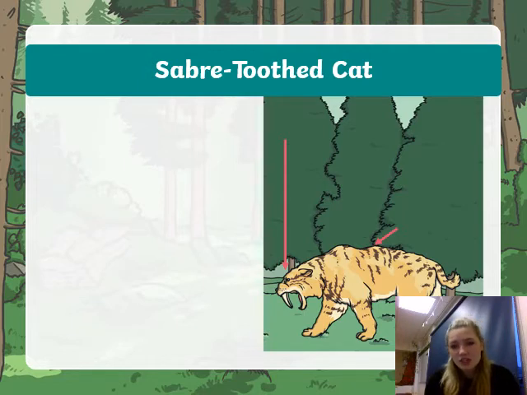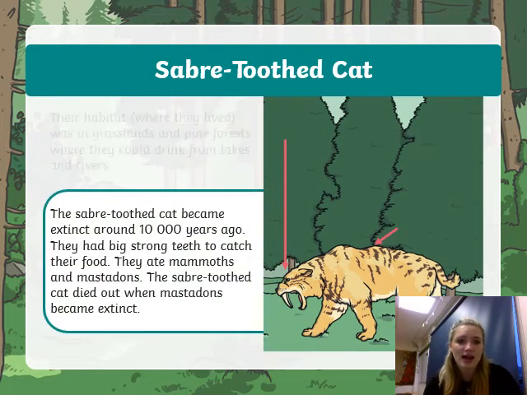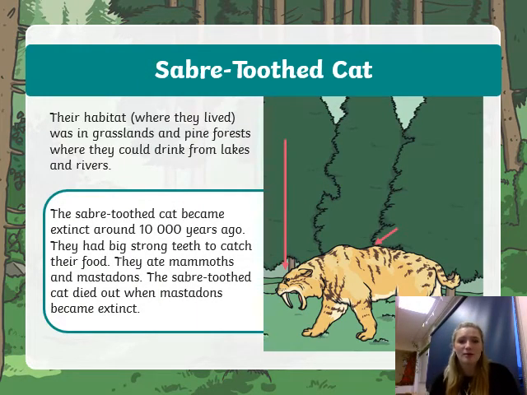So we're just going to go through a few of them. So, sabre-toothed cat. He was around about 10,000 years ago, which is a long, long time ago, and they had really big teeth, so they could catch the food and ate things like mammoths. They were around about the same time as the mammoths as well. However, they obviously died out, and other animals became extinct as well.